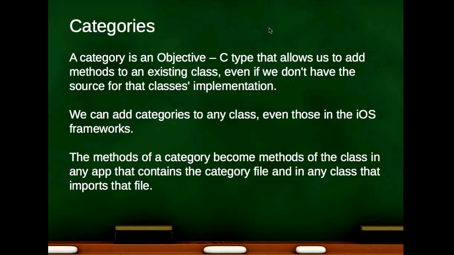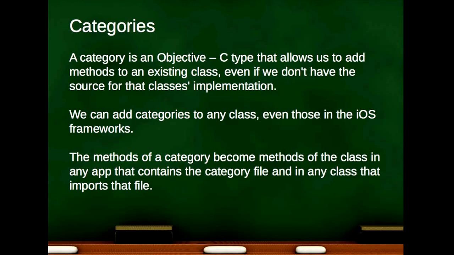A category allows us to add methods to an existing class, even if we don't have the source for that class's implementation. Even if we didn't write the class. For example, we can add methods to NSObject. We don't have the source for NSObject, but we can add methods to it by using a category. We can add categories to any class, even those in the iOS frameworks, as I just said. The methods of a category actually become methods of that class, as if they belonged to that class.